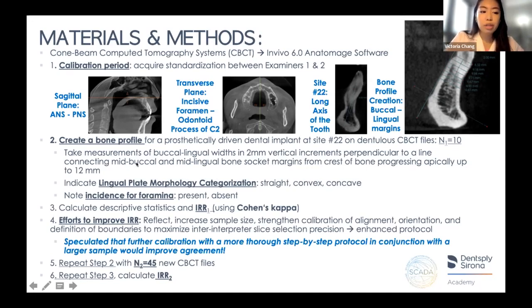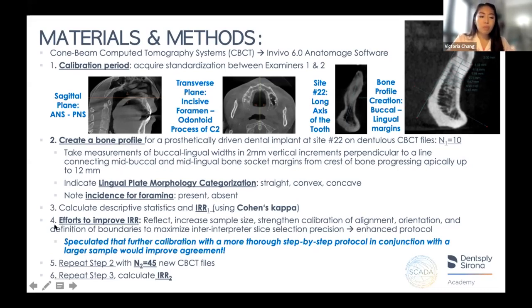And after, included in creating the bone profile, our data collection entails taking measurements of the buccal lingual widths in 2mm vertical increments perpendicular to a line that connects the mid-buccal and mid-lingual bone socket margins from the crest of bone, progressing downward apically up to 12mm. And we also indicated in our analysis if there is a straight, convex, or concave lingual plate profile, as well as the presence or absence of foramina. And afterwards, we calculated the statistics and inter-rater reliability utilizing Cohen's kappa.